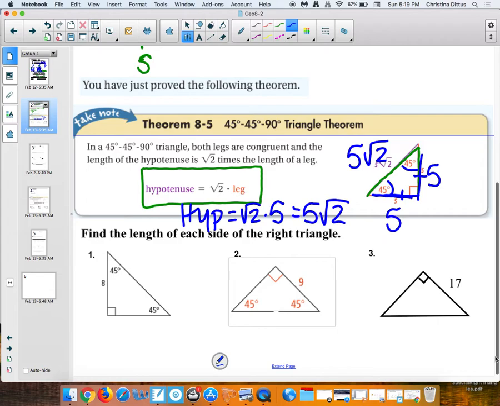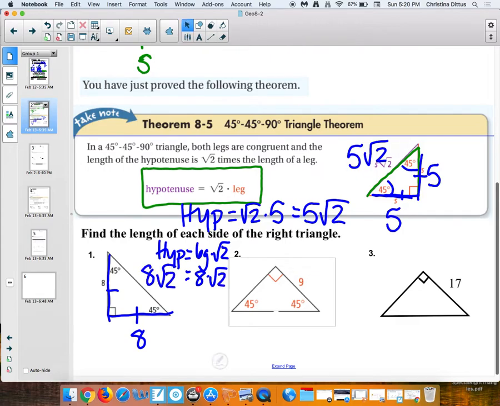So if I look here, this side is 8. I know it's not my hypotenuse, so it has to be the same as this one, which is 8. Hypotenuse equals my leg times the square root of 2. Well, I said my leg is 8, so 8 times the square root of 2 is just 8 square root of 2.